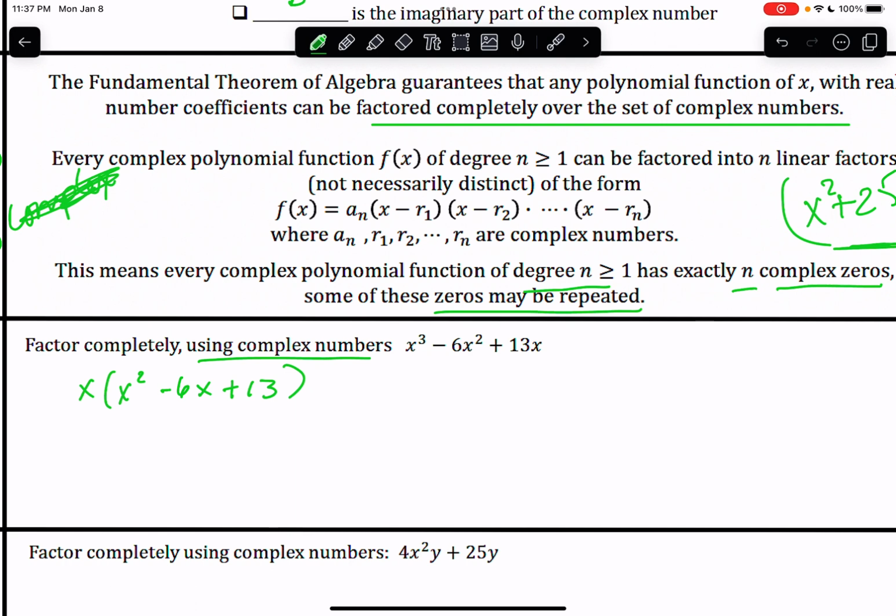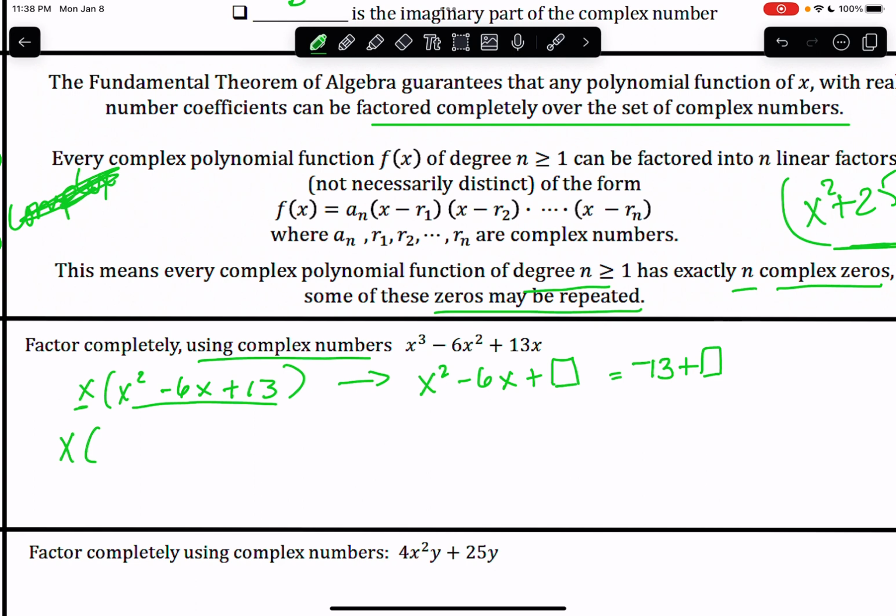Now, how I would factor this part is it's not going to factor evenly using real numbers, because nothing multiplies to 13 and then adds to -6. So I'm going to complete the square, so this is good practice. I'm going to say this is x, and then I'm going to come over here and complete the square with this. So I'm going to say x squared minus 6x plus something equals -13 plus something.